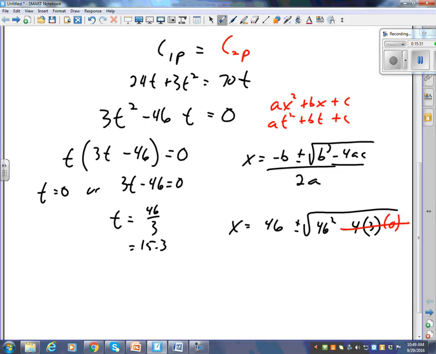Why isn't it minus 46 squared? Because you can't square one. It doesn't matter, squaring it anyway, it's positive anyway. True. You can square a negative, but you can't take the square root of a negative. If we put just 46, we get it.